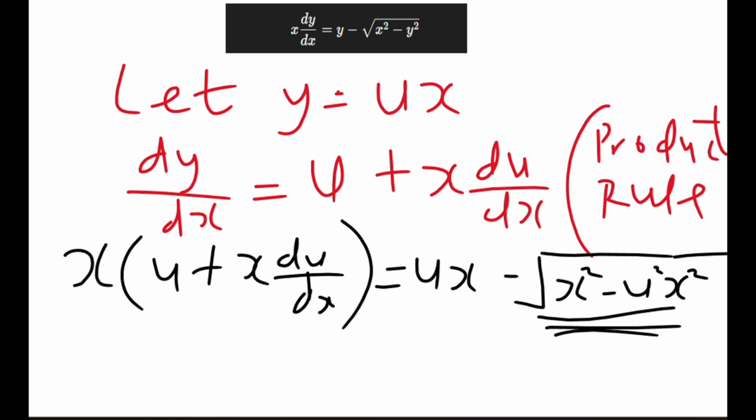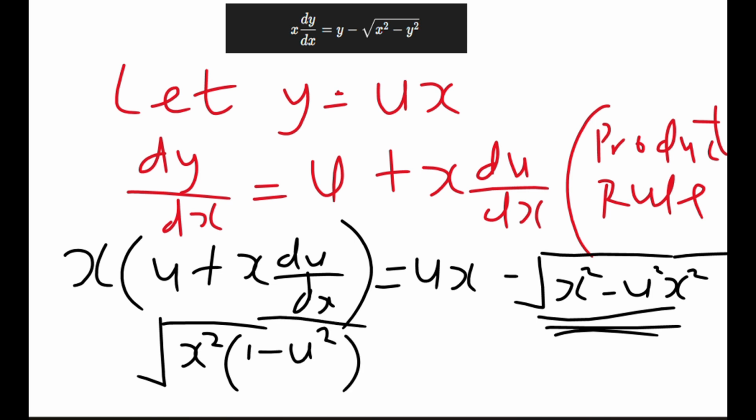Okay, so let's deal with this part first. So we have the square root of x squared minus u squared x squared. So we factorize x squared out, and we know that the square root of x squared becomes x. So x comes out of the square root. Now we have 1 minus u squared. Okay, so we've simplified that part of the equation.